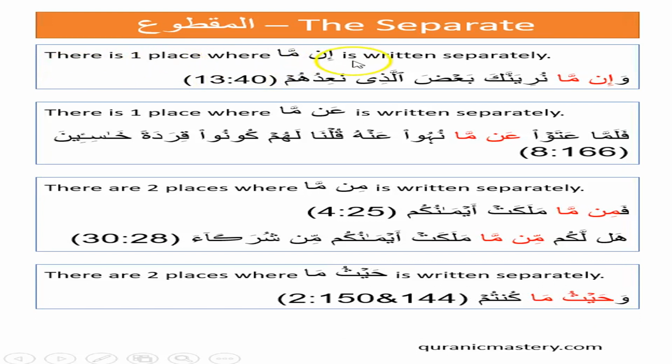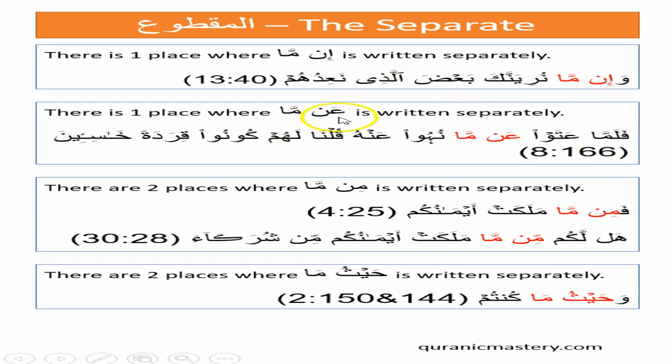There is one place where imma is written separately. In all other places we saw in the slide above, the imma is written with no noon actually. It just goes straight, the hamza goes into the meem. But if we're going to stop here, we're going to stop at wa in. Of course, in continuation, wa imma nuriyannaka ba'd alladhi na'iduhum.